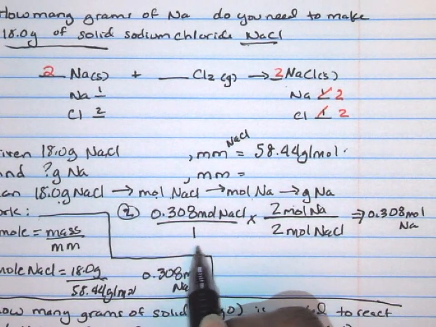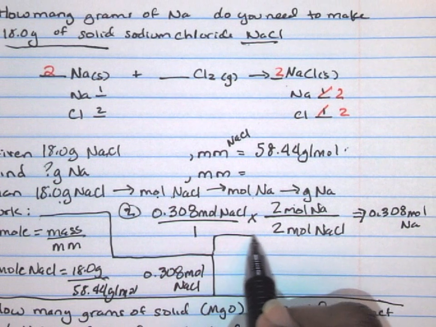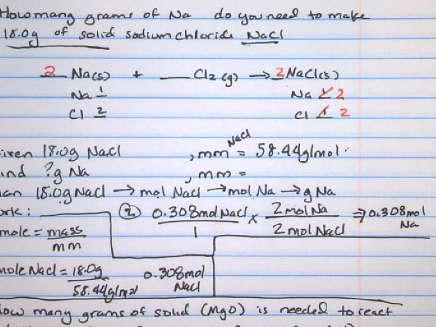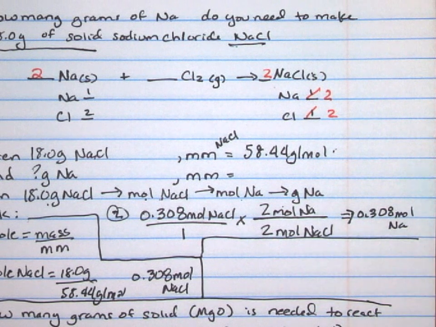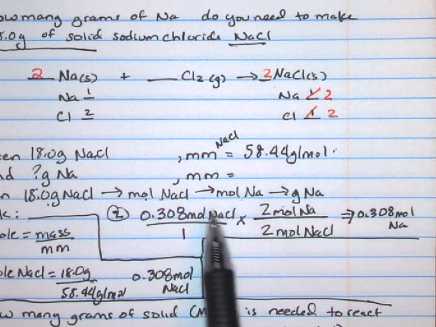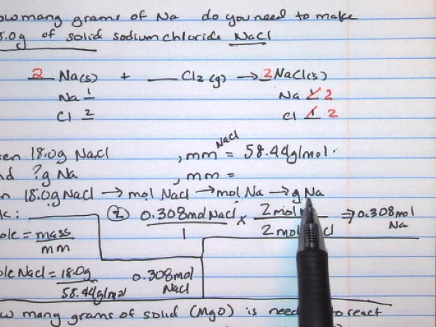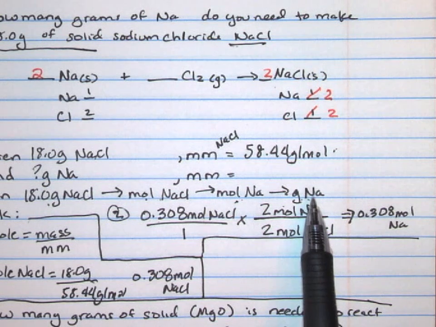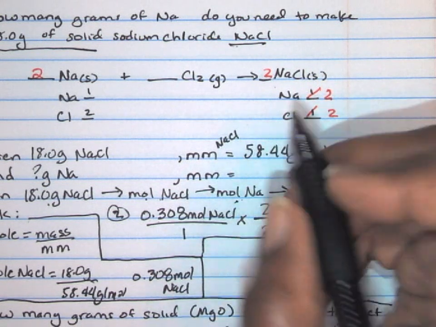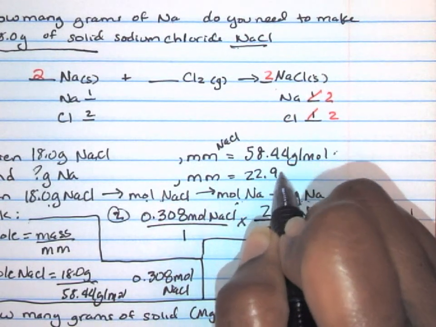Okay, now I need to go ahead and do step 3, and I'll put another box for that. For that last step, I need to convert these moles of sodium to grams of sodium. Once again, if you're converting from moles to mass, you're going to use moles equals mass over molar mass. And I need the molar mass of sodium, so I look on the periodic table, and the molar mass of sodium is 22.99 grams per mole.